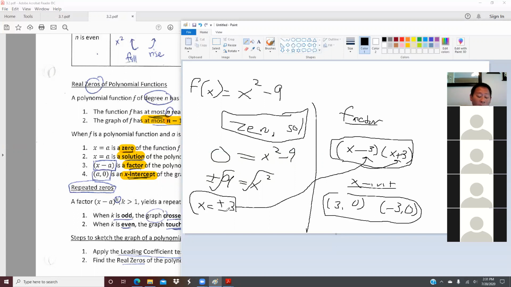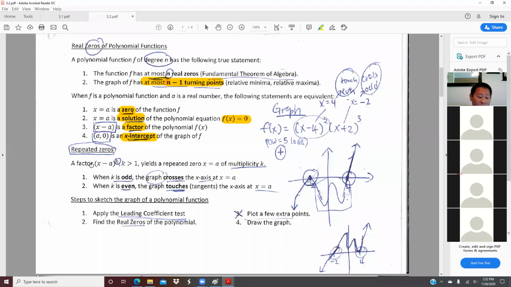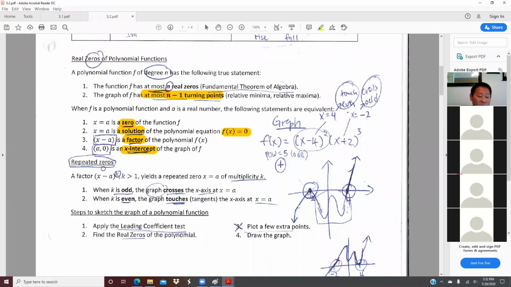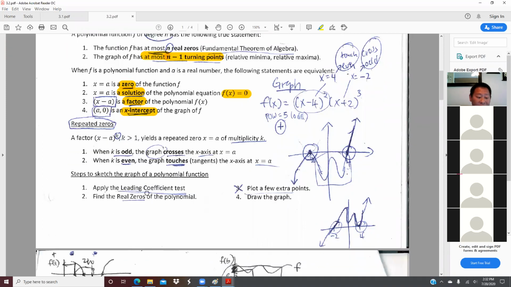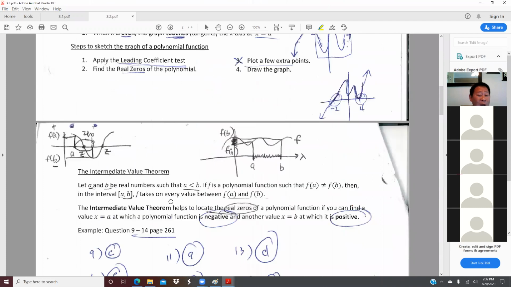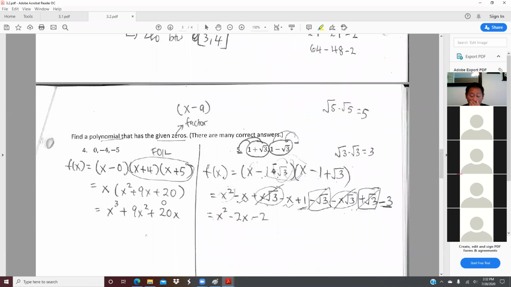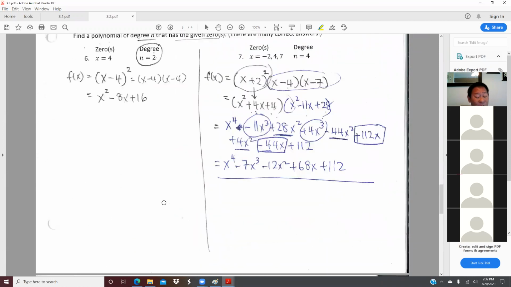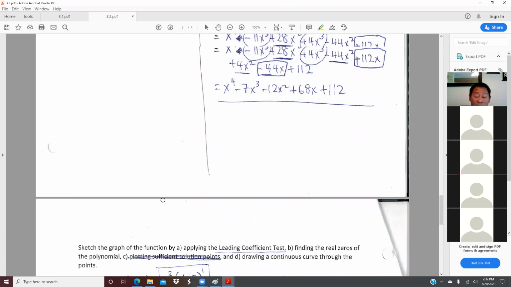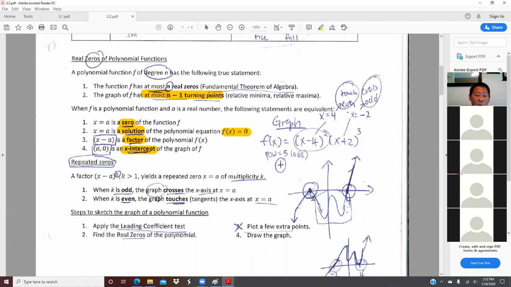Now, the rest of this 3.2, you have to go through yourself because I don't have time to go over it. For example, repeated zeros. There are videos you can watch. I will post some videos on it. Please watch these videos because they are very important. I want you to finish up 3.1 and 3.2. Please go through this because I don't have time to go over it. When you come back, we'll do 3.3 and 3.4. So make sure you go over 3.1 and 3.2.